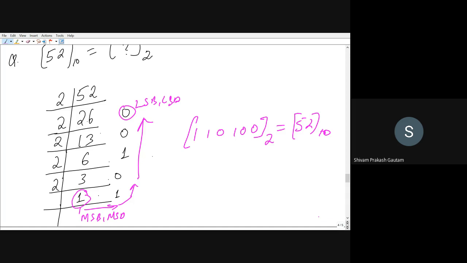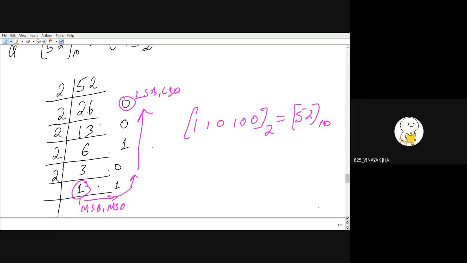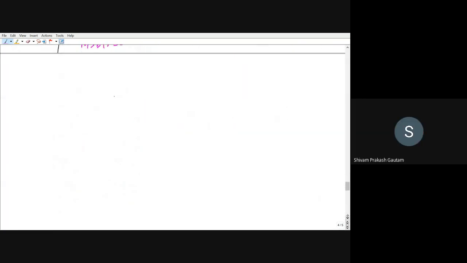Is it okay? Is this example okay? Or should I take one more? Sir, one more. Yes, sir. Okay. So let us say we have, I will just take a small number. You can generalize it for any other higher number as well.